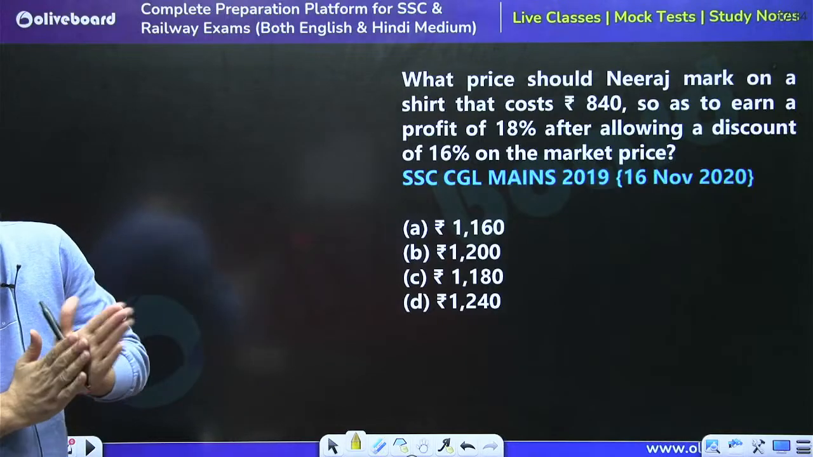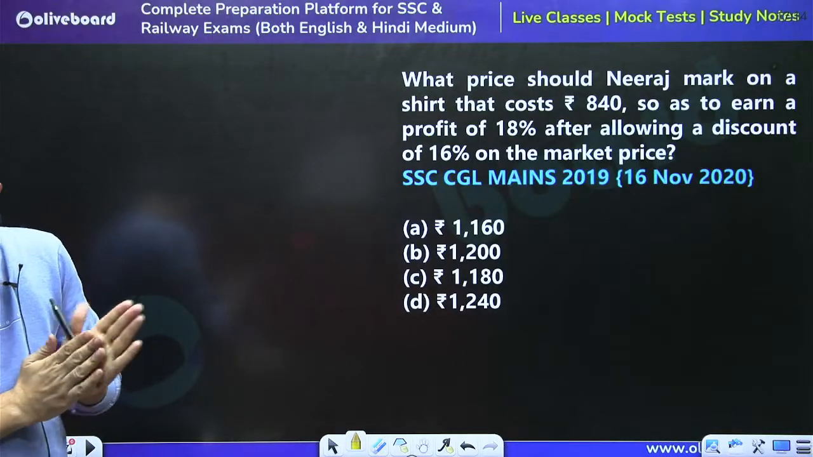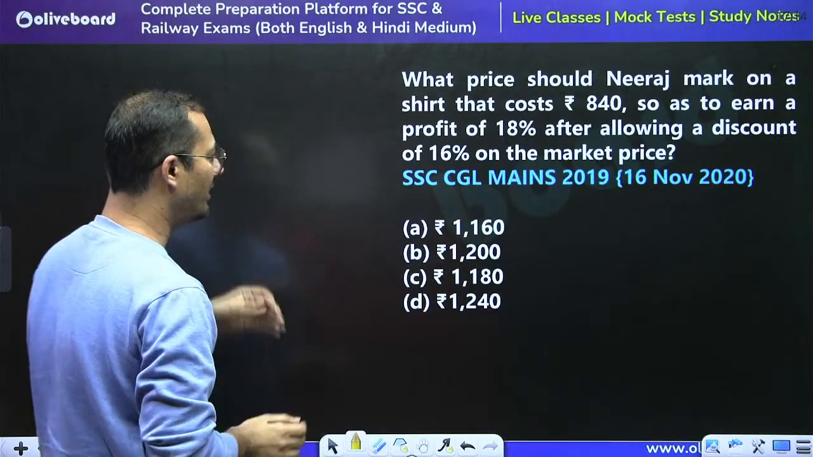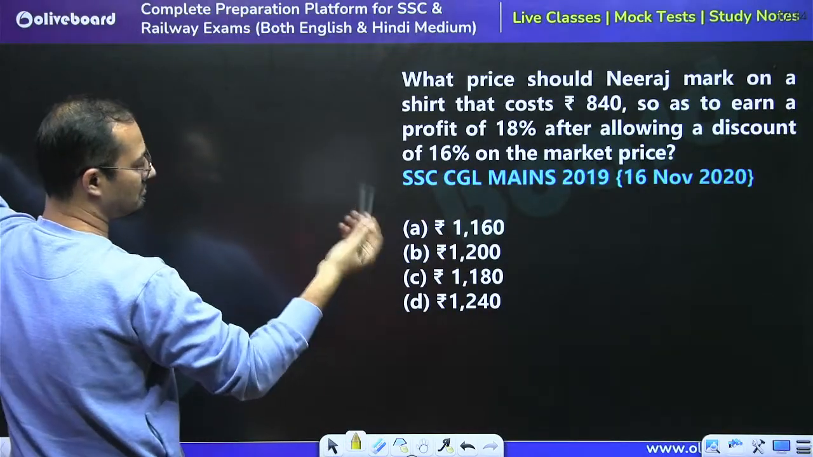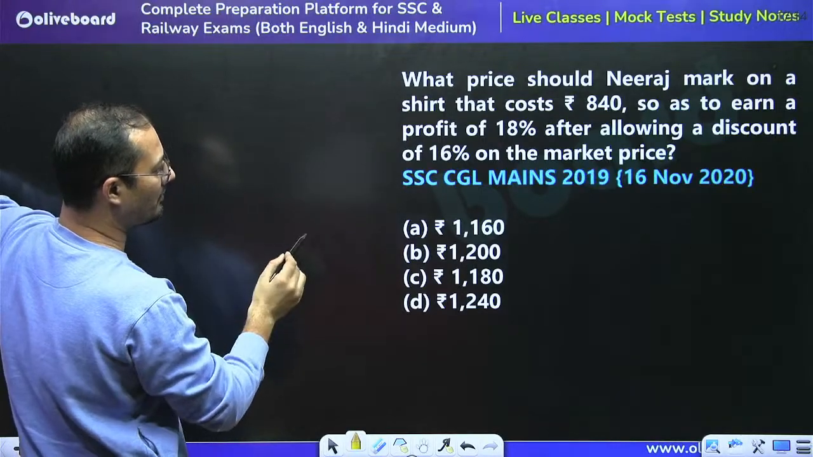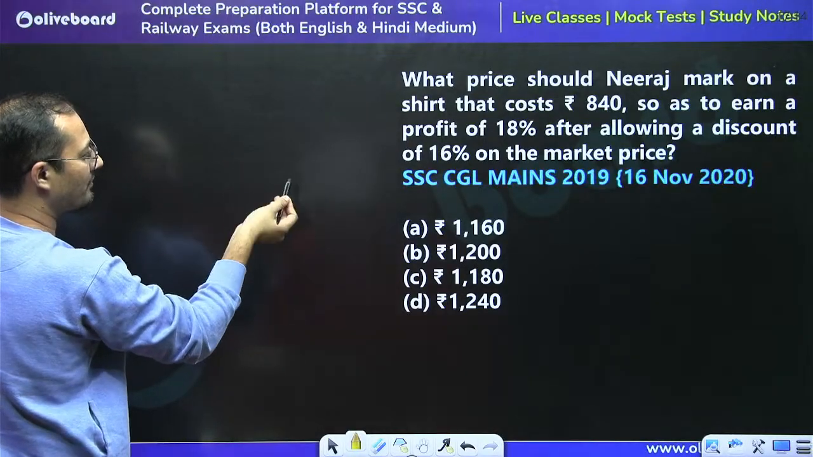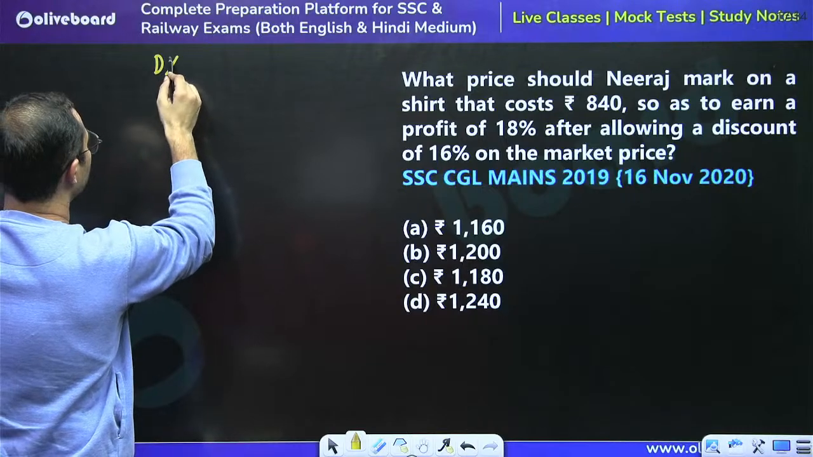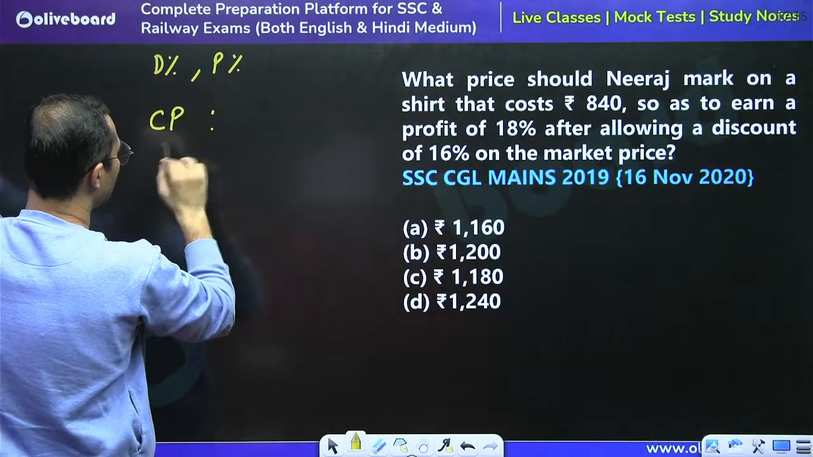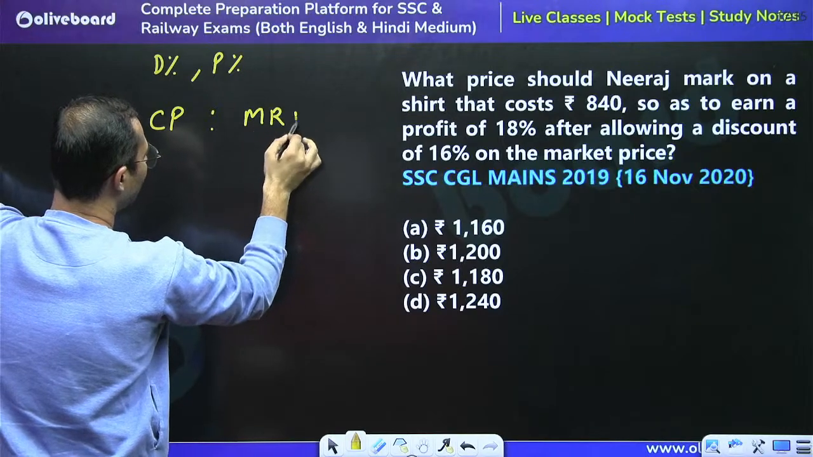So here we can apply a short trick, or here we can apply a formula. I think you better know and remember the formula that whenever we have discount percent and profit percent, the ratio for CP and MRP can be calculated directly.